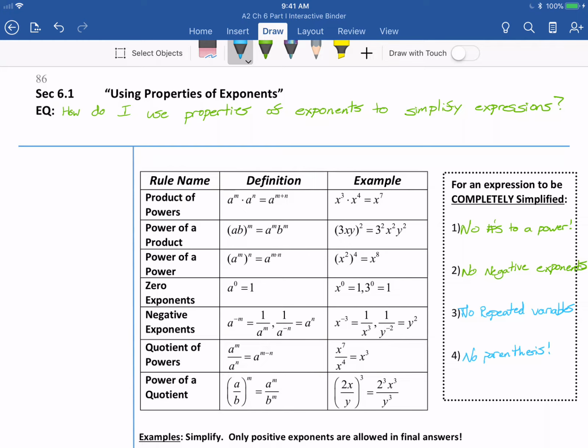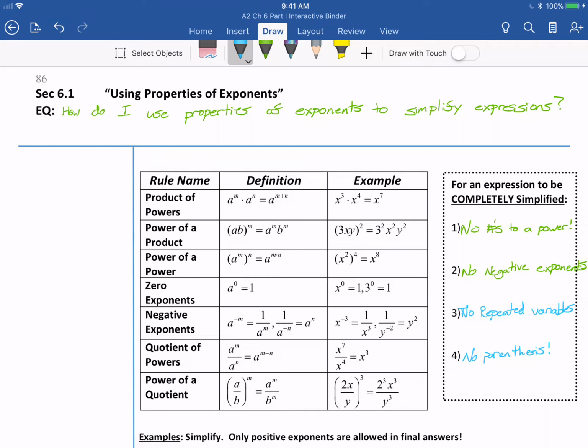Chapter 6 starts out getting us into some exponent rules. Then we're going to move into some different polynomials. We've looked at quadratics, things that have x to the second power. Now we're going to start looking at things that have x to the third, x to the fourth, x to the fifth powers, all those things.